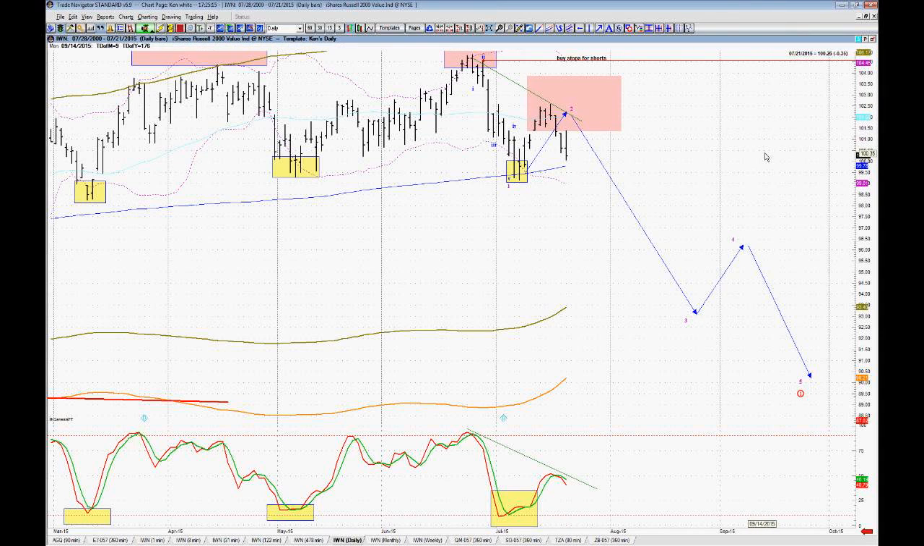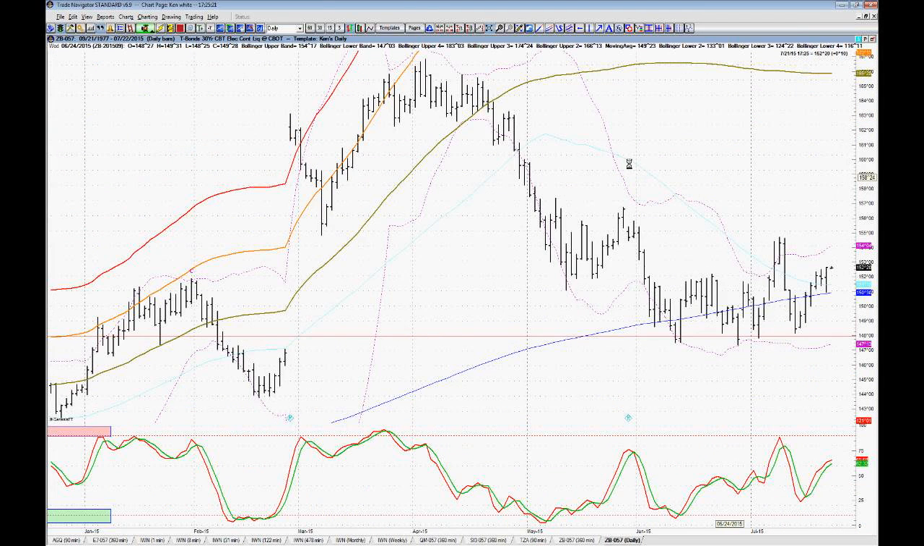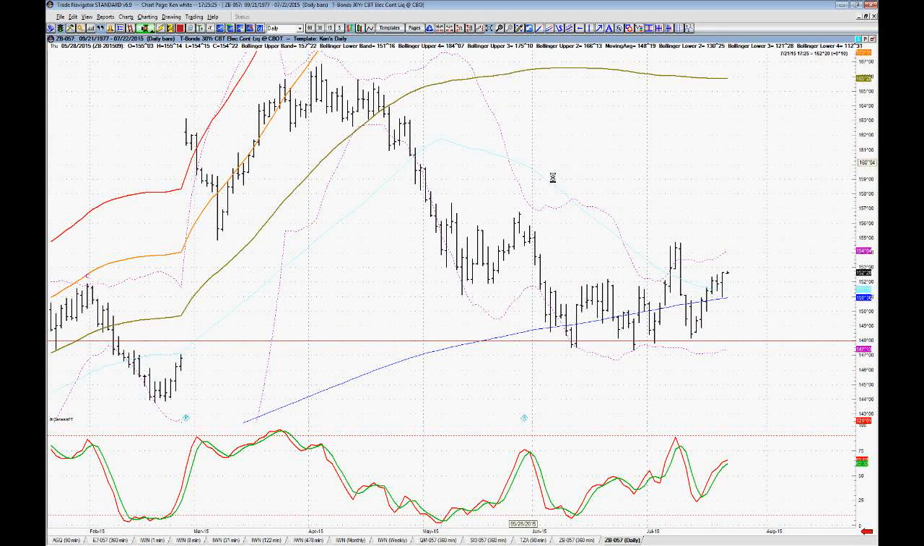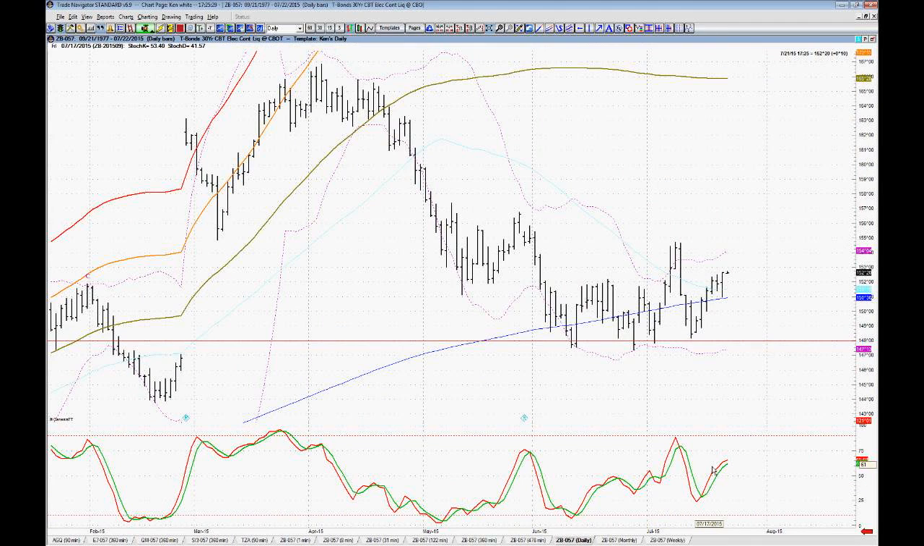It's not just stocks that this works for. Let's take a look at the bond market. This is the futures contract for the 30-year bonds. Same process. Step one, look at the stochastics. They're kind of neutral, not overbought, not oversold.